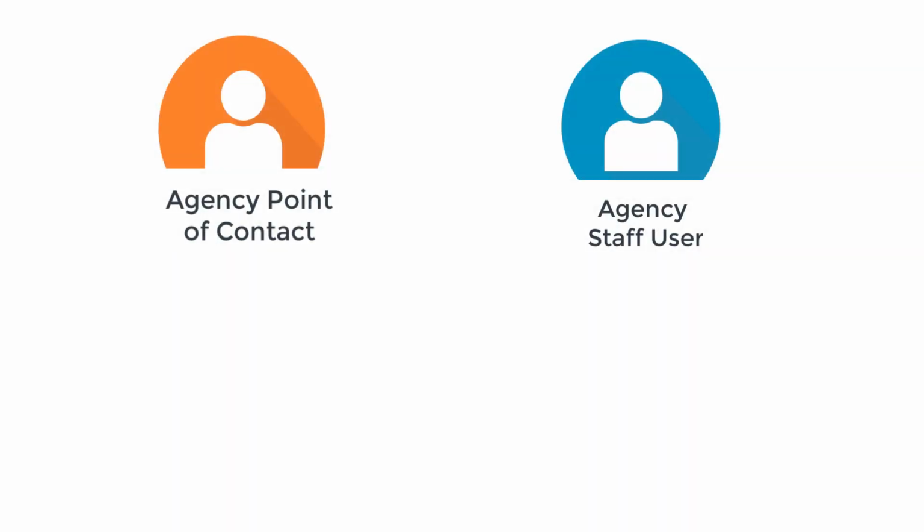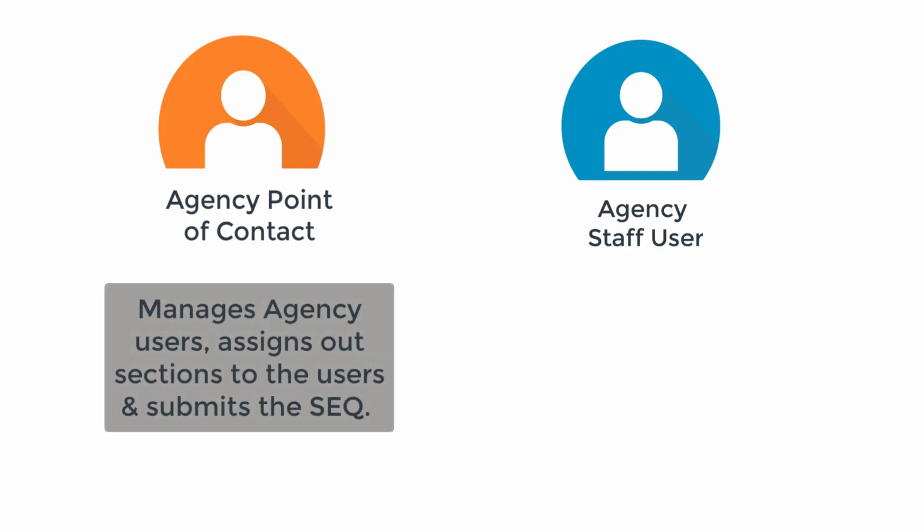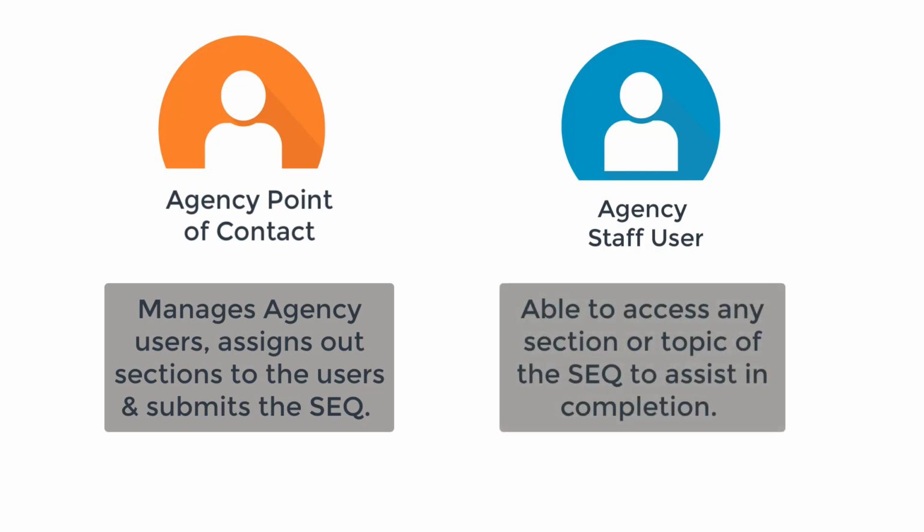In AOS, there are two different roles for agency users: the point of contact, or POC, and the user. The agency POC manages agency users, assigns out sections to the users, and submits the SEQ. The POC is able to do anything the user is able to do in the system. The agency user is able to access any section or topic of the SEQ to assist in completion.